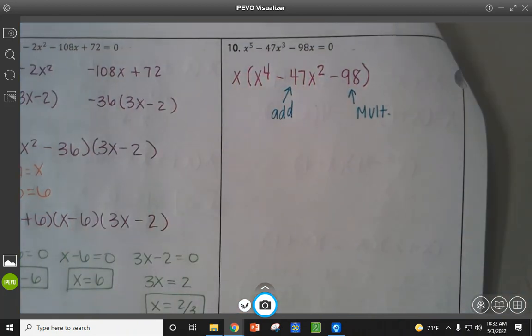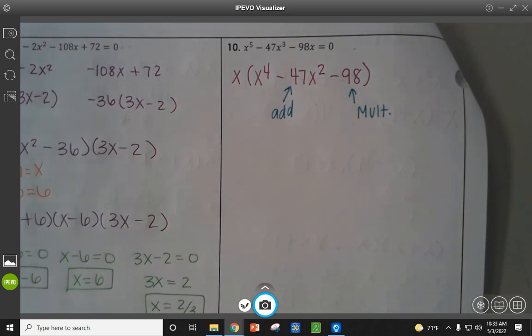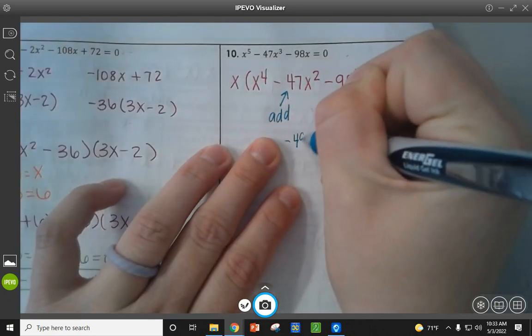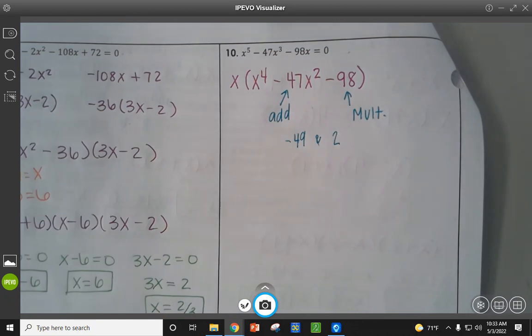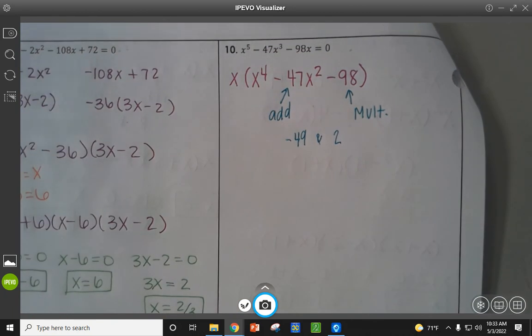So you're looking for 2 numbers that multiply to be -98 and add to be -47. What are those 2 numbers? They're -49 and 2.